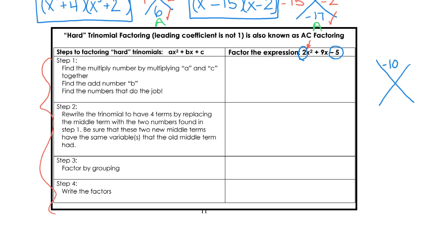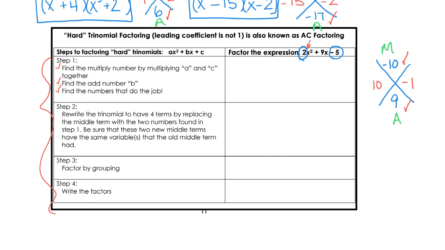What stays the same is that your middle number, positive 9, still goes down here at the bottom of your x box. This is still our multiply number. This is still our add, and we still have to come up with the numbers that will do the job, and they are 10 and 1, except the 1 has to be negative in order for them to multiply to negative 10 and for them to add to 9.